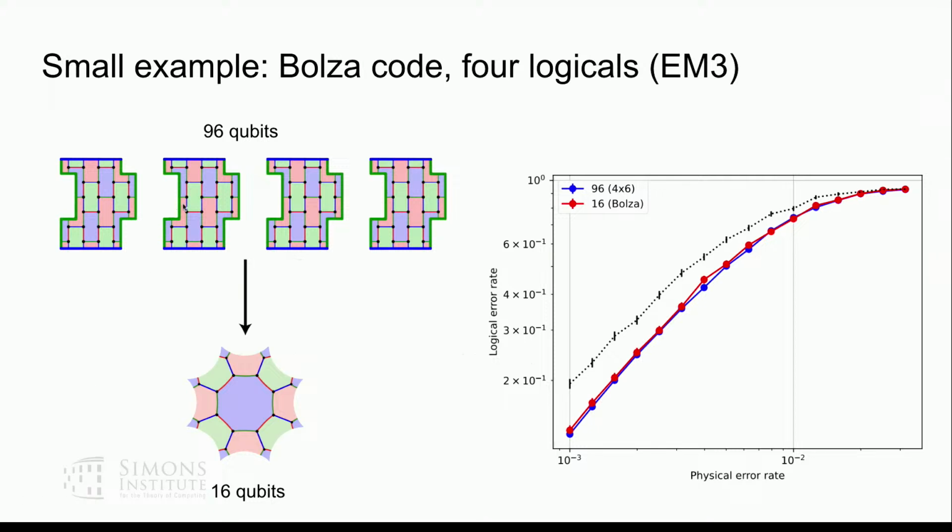And so for the small example, what this is essentially showing is that the Bolza code encoding 4 logical qubits has identical performance to 4 planar honeycomb codes with the same distance, the logical error rates essentially match.